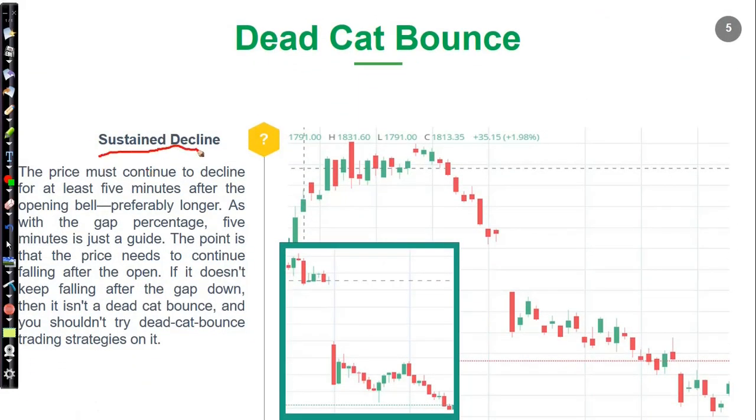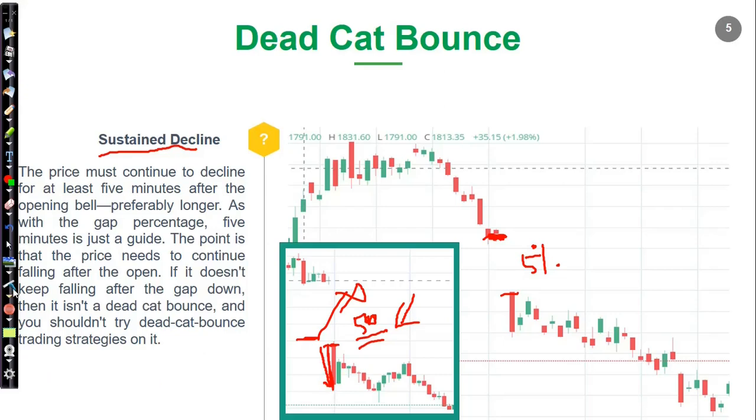Sustained decline. Suppose price was somewhere there and gaps down by 5%, and within 5 minutes, so here I can see this is the 5-minute chart, after the open price continues toward the downside. It is sustaining at least 5 minutes toward the downside. If price opens somewhere and goes up, it's not called a dead cat bounce. At least 5 minutes price continues toward the downside.